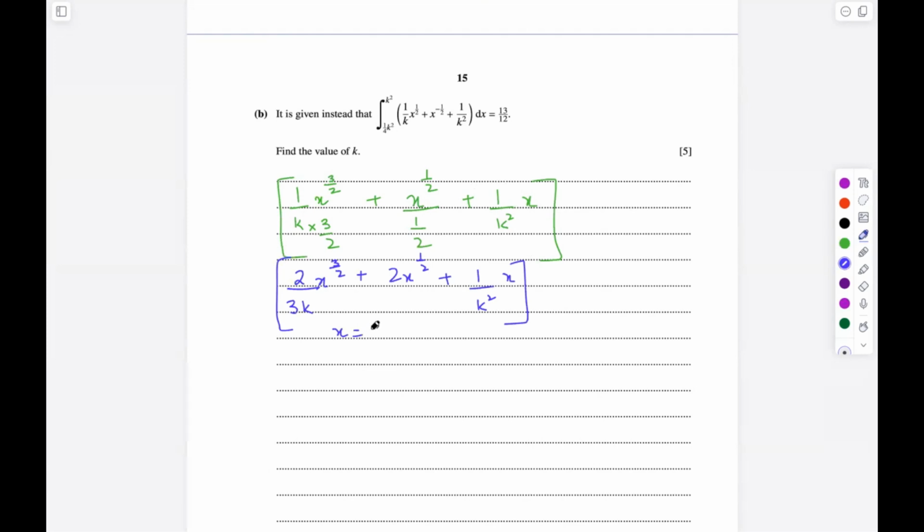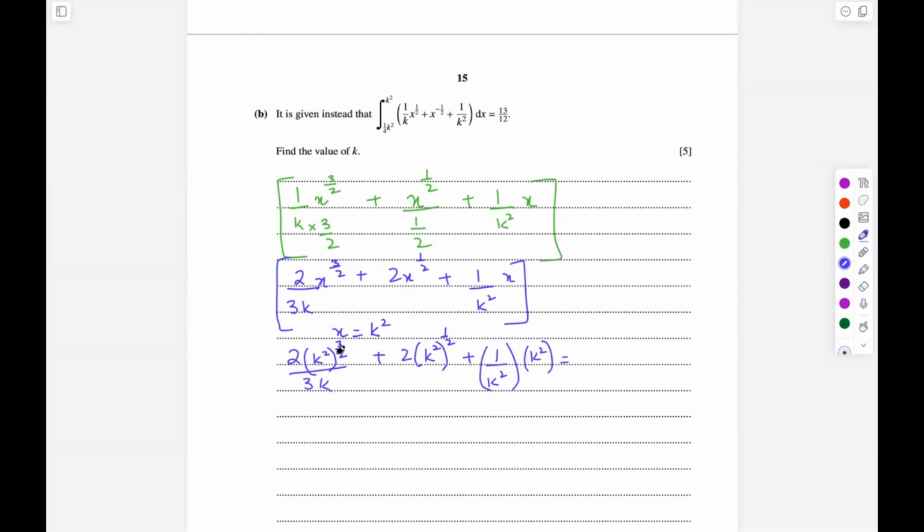So now using x equals k squared, we'll get 2 into k squared to the power 3 upon 2, upon 3k, plus 2. So we have k squared, and this will be to the power 1 upon 2, plus 1 upon k squared, as the x value is k squared.